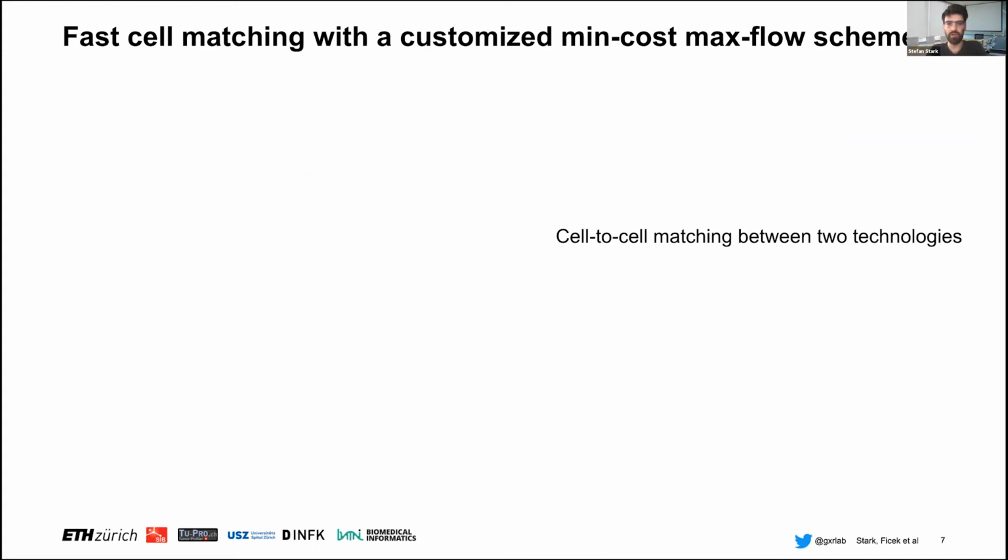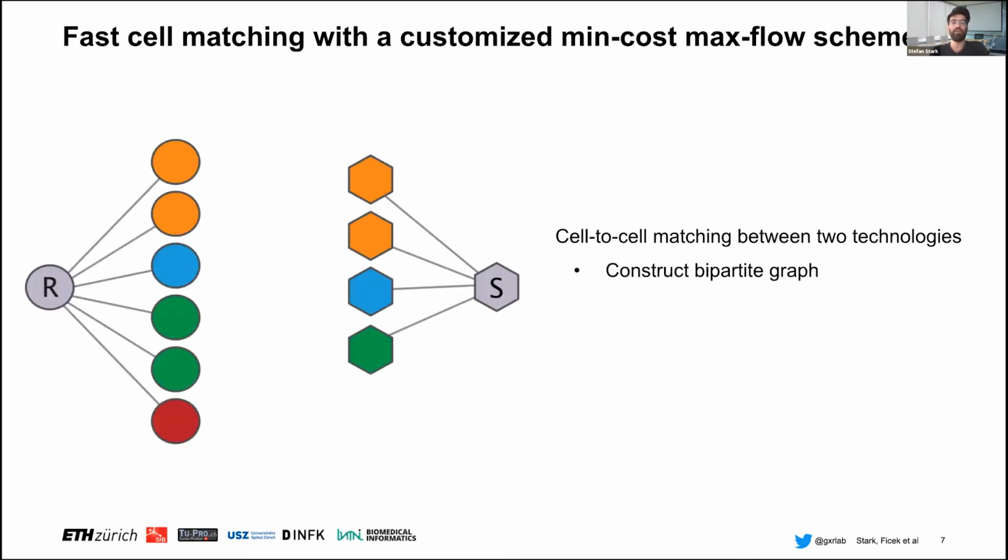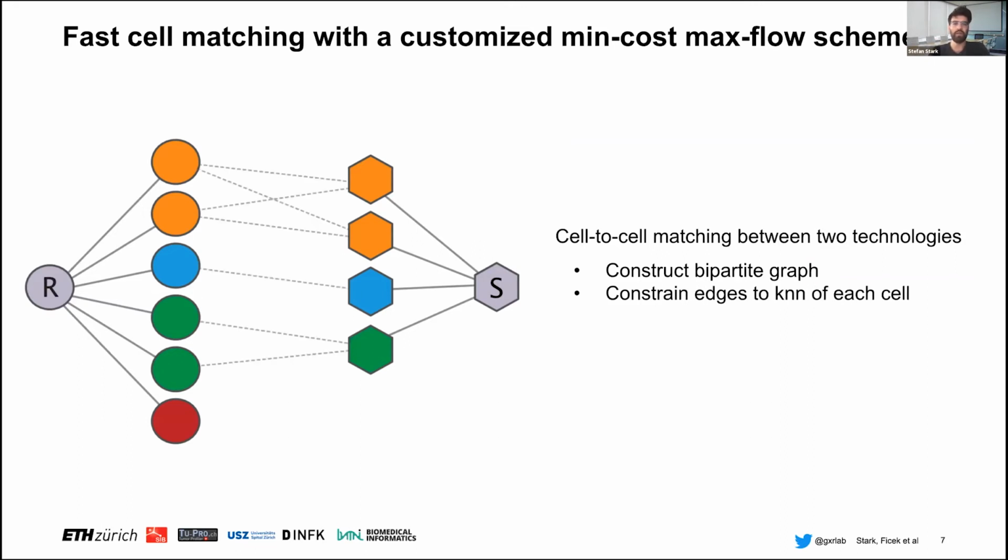So SCIM performs this cell-to-cell matching between technologies pairwise. And it operates in the low-dimensional space, and it uses a fast bipartite matching algorithm using a min-cost max-flow approach. So the data from two technologies, here we're representing it as circles and hexagons. We can represent this as a bipartite graph, where each node is a cell embedding. And to scale to large data sets, we constrain the inter-technology edges to the k nearest neighbors of each cell. So these edges are weighted by the Euclidean distance computed on the low-dimensional embeddings.